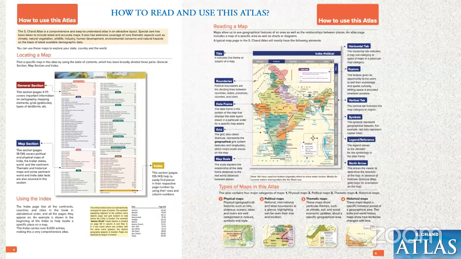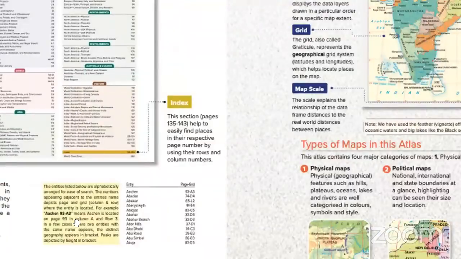So there are different sections: the general section, the map section. We have a general section about the universe we are teaching, and a general section about maps, and the last one is the index. I'm showing you one example I have given here, how to read a particular entry in the index.